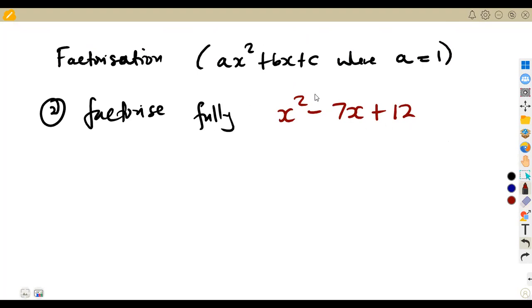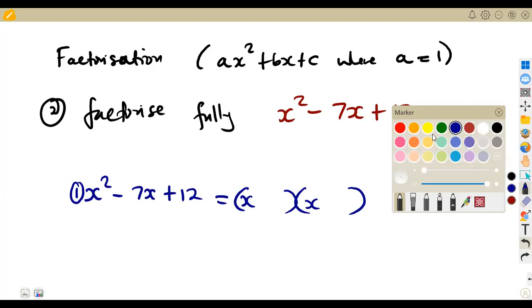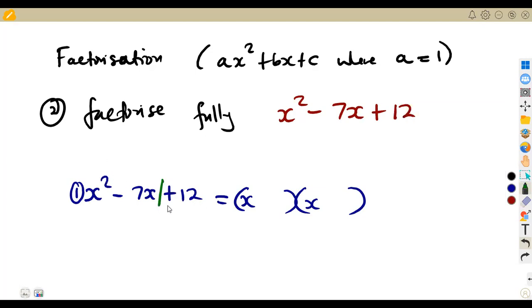So if you consider here, we have got a negative in the middle, which is fine. Just like the previous question that we had, the coefficient of x squared is positive. So I'm just going to have 2 brackets, x on this side, x on that other side. Now, considering factors of 12, there must be 2 numbers that I multiply, and these numbers should give me a positive 12.